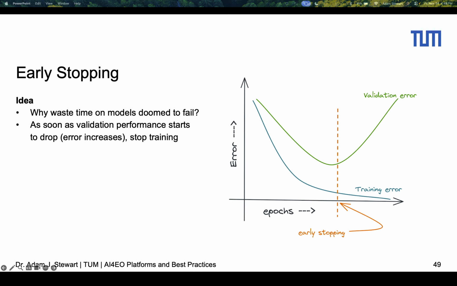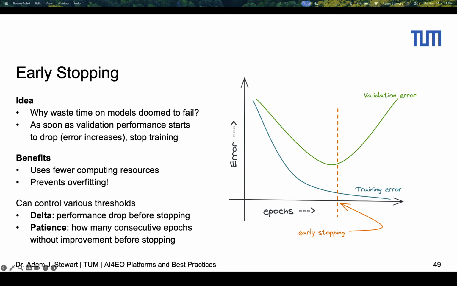So instead of training every model for the same number of epochs, exactly 100 epochs, you could train it until the validation error starts to get worse, and then you stop. And that'll save you time, it's quicker, and it also prevents overfitting. There's a couple, again, hyperparameters that you can use to control this.